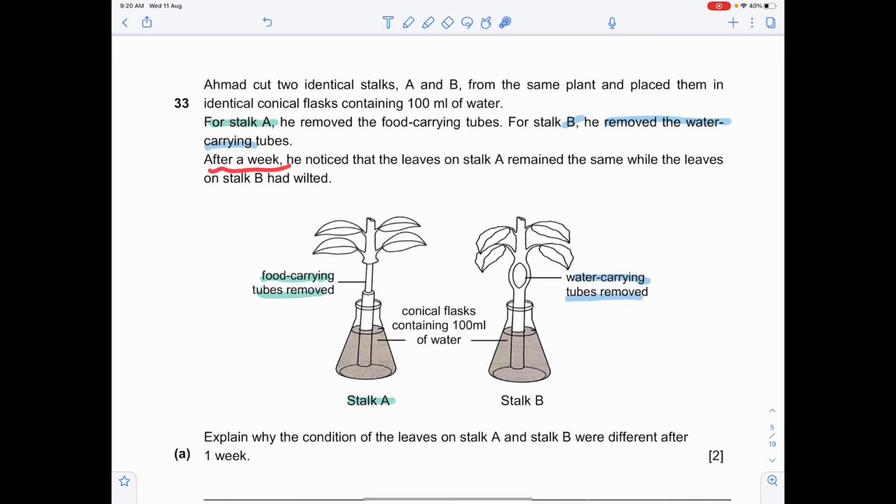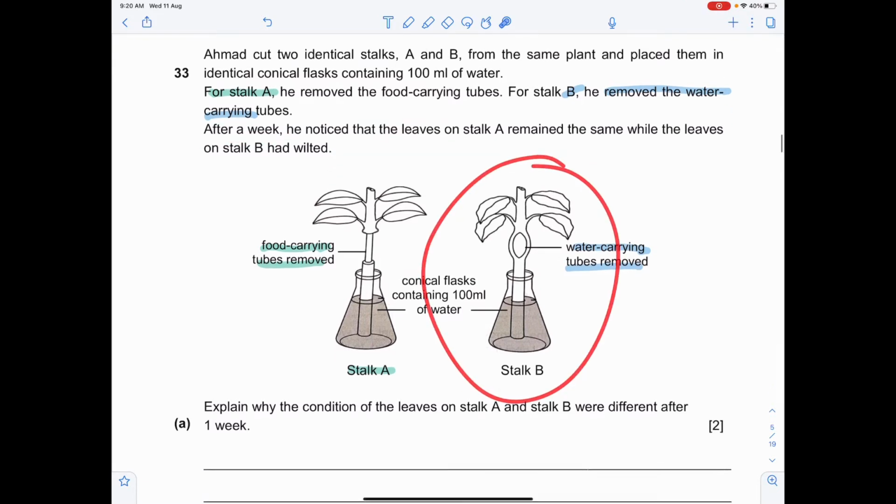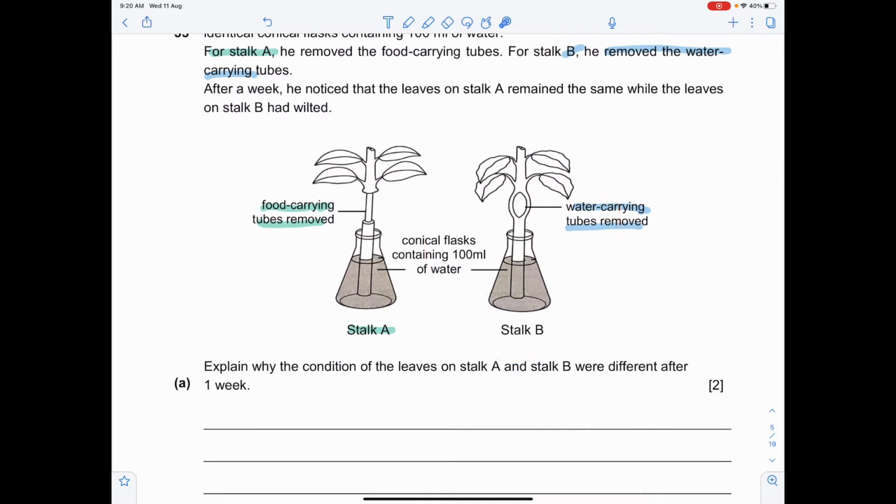So let's read on. For a week, he noticed that the leaves on stalk A remain the same, but the leaves on stalk B have wilted. Explain why the condition of the leaves on A and B were different. So look at some of the keywords. When I see the word different, I know that I need to compare and contrast. I need to state why they are different and how they were different. So obviously what's different is that one has food carrying tubes removed, the other has water carrying tubes removed. So then you need to ask yourself, how does this impact the leaves?